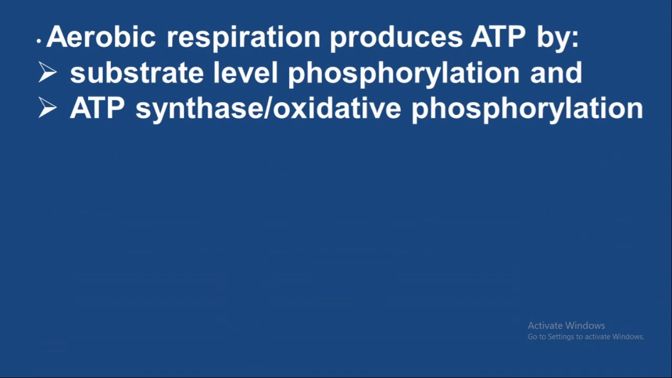Energy can be produced in two ways, as I said, either by aerobic respiration or anaerobic respiration. Aerobic respiration produces ATP in two ways. One, substrate level phosphorylation, and second, ATP synthase or oxidative phosphorylation.